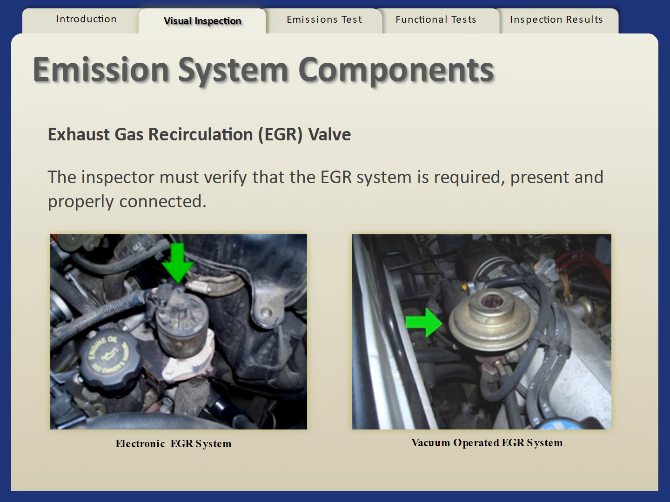If an EGR system is required for the vehicle, the inspector must verify that it is present and properly connected. The inspector should refer to the vehicle's underhood label and/or use emission control system application guides to determine the proper EGR requirements.